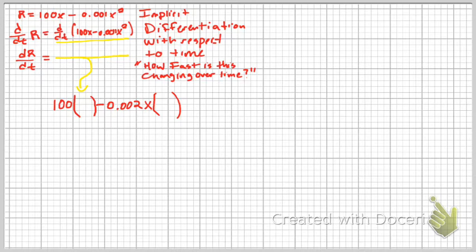But what's changed with implicit differentiation is that if you took the derivative of an x, or any variable for that matter, you have to put that dx/dt after it, or whatever the variable is, in this case. That's just because we did x's. So there's the full derivative implicitly.